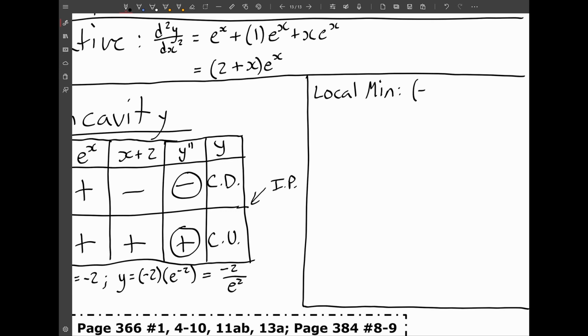Local min then is at negative 1, comma, negative 1 over e, which we got in the above work that we did. Sorry, I'm not very coherent today, am I?